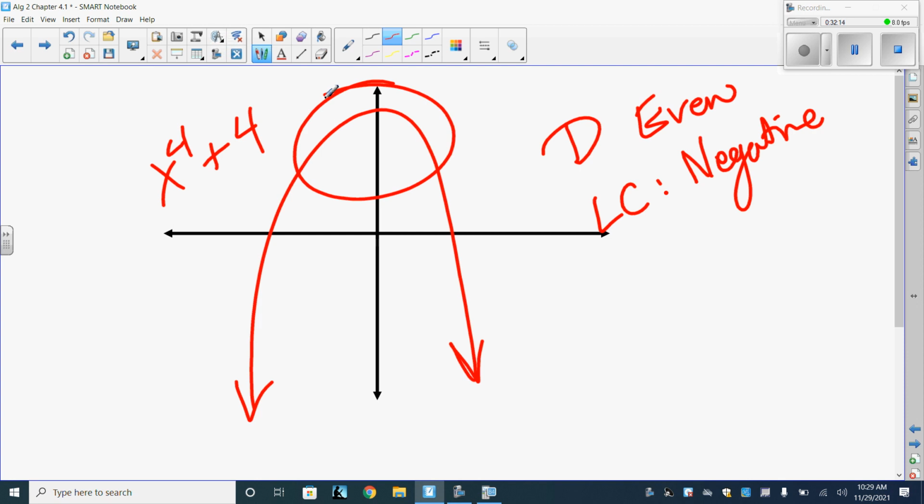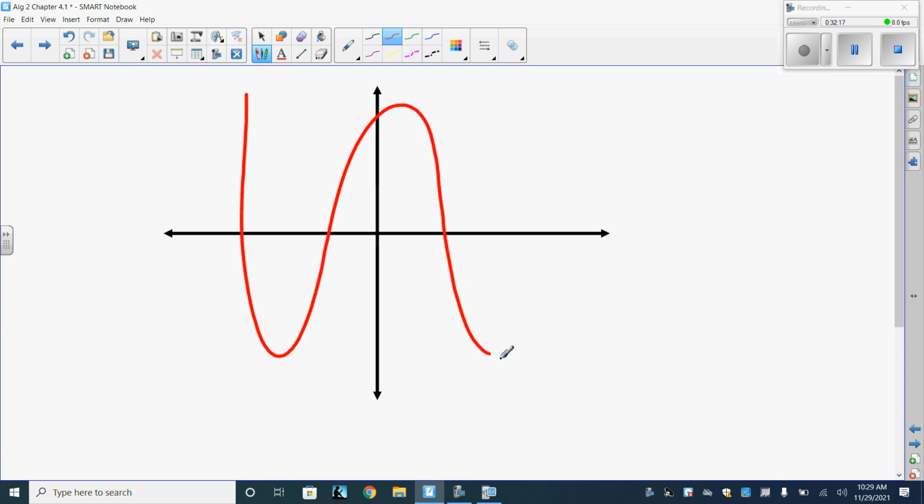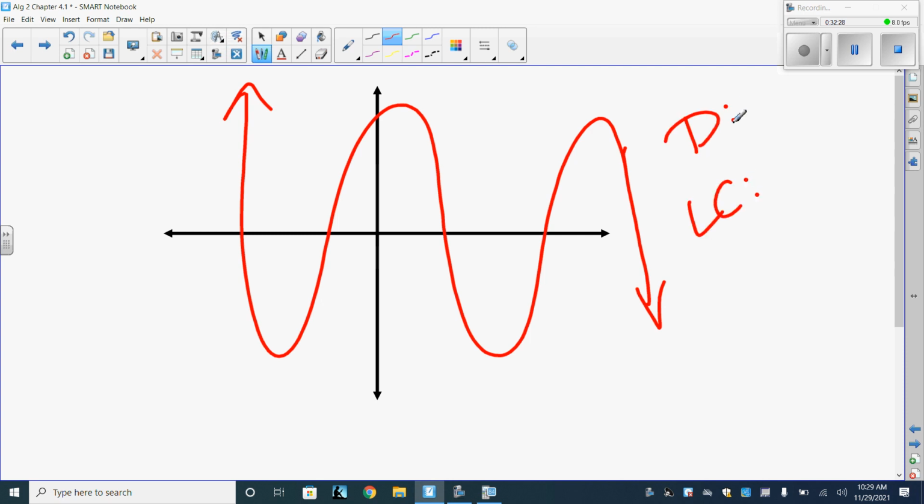Let's look at one last one and then we'll be done for the day. What would this one here be? We do have it going in opposite directions, yes? So the degree would have to be odd. Now, would the leading coefficient be positive or negative? It would be negative, because as we approach negative infinity, it's going up. As we approach positive infinity, it's going down. Any questions on this here?